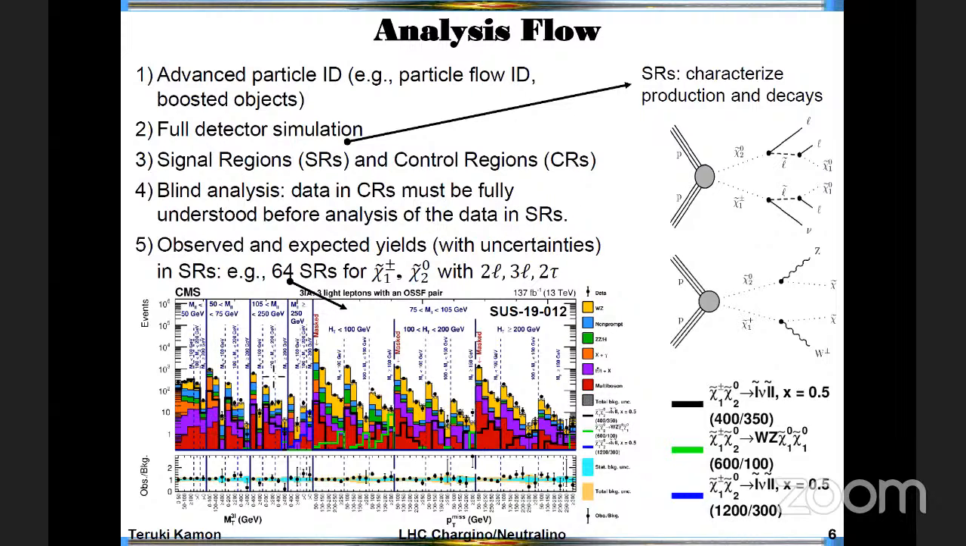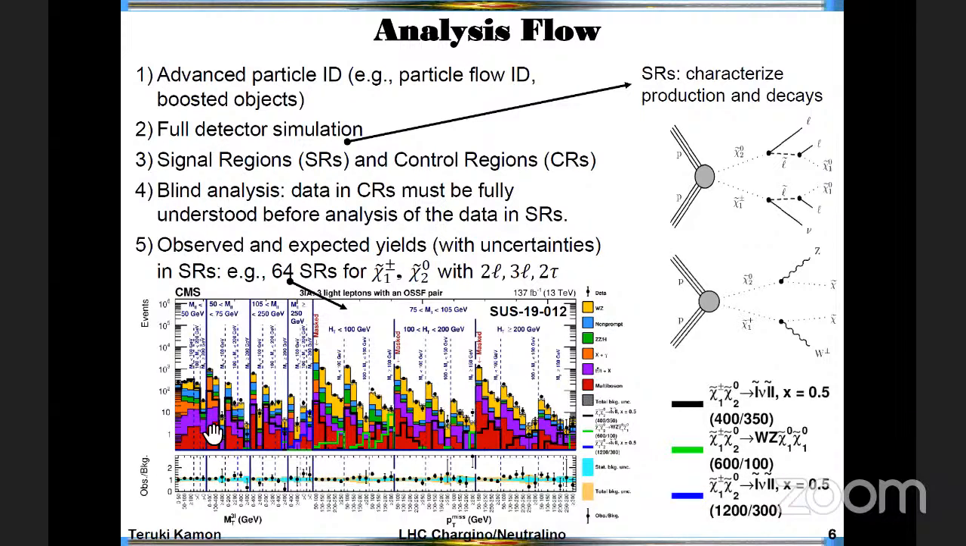This is an example of this: the production and decay, and we have 64 signal regions for the chargino neutralino production in the leptons. You can see this reference in this plot, and you can see the agreement between the observation and prediction is very good. You can also see the expected signal in different color codes. Let's pick up the green here.